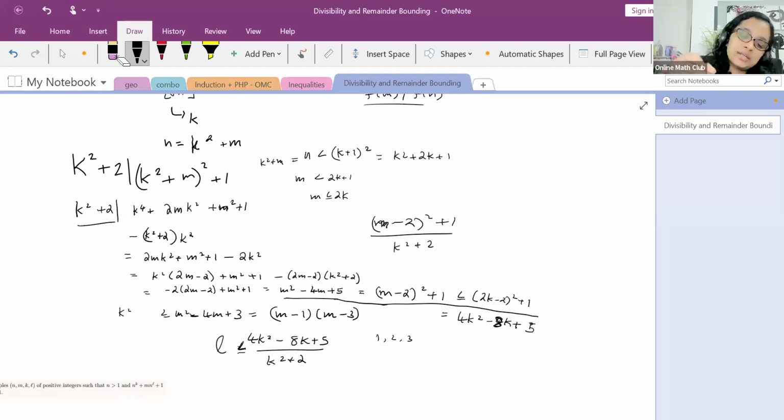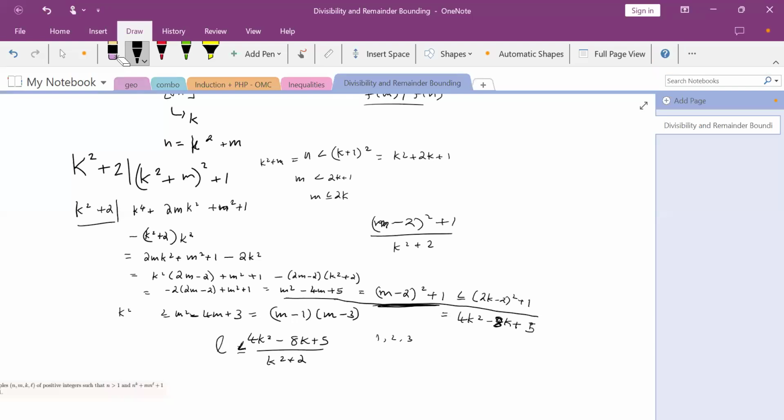Now you know that L divides, you know that k square plus 2 divides this thing, and this is bounded. So now L is bounded. I have an idea that 3k square minus 4k plus 3, the maximum value of this is 0. So then by solving the quadratic, we have that the maximum value of k is a complex number, and then we are done, there is no solution for k.